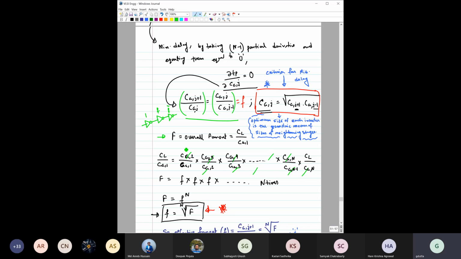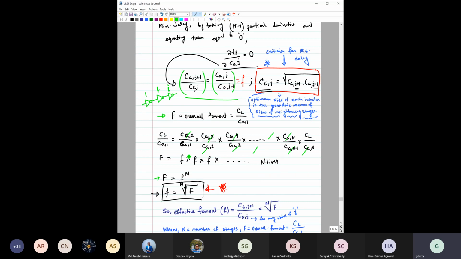Right. So here, this is F, this is also F, this is also F, like that. There n times of F will come. So that is basically this F equal to F to the power n. I hope that you have gone through this part, and now I think no need to tell, like F is the overall fan out, and this F is the effective fan out. Effective fan out means for each stage, overall means for the total chain, right?